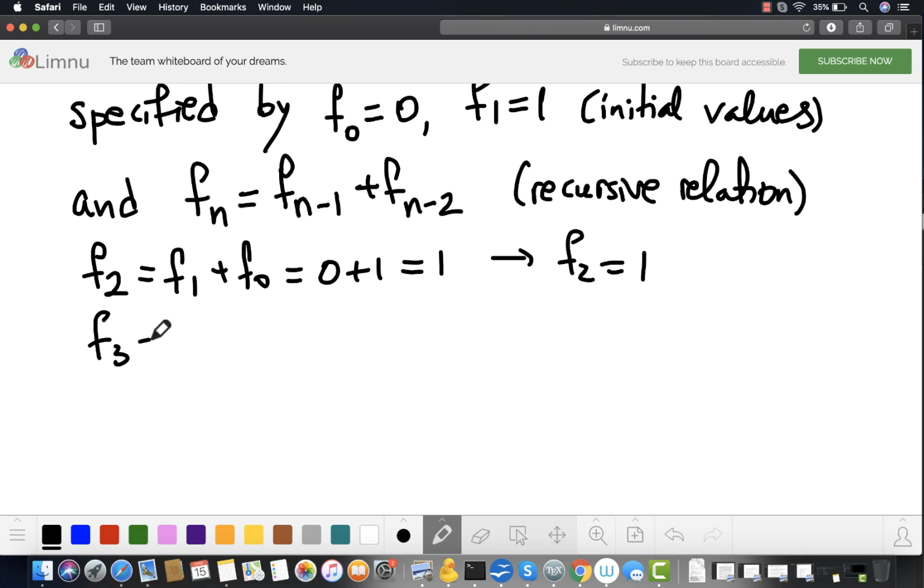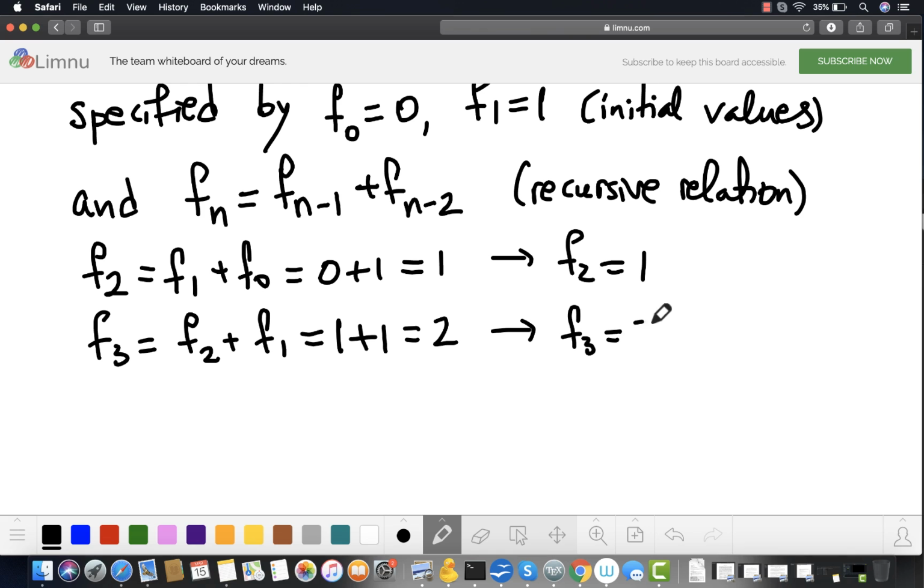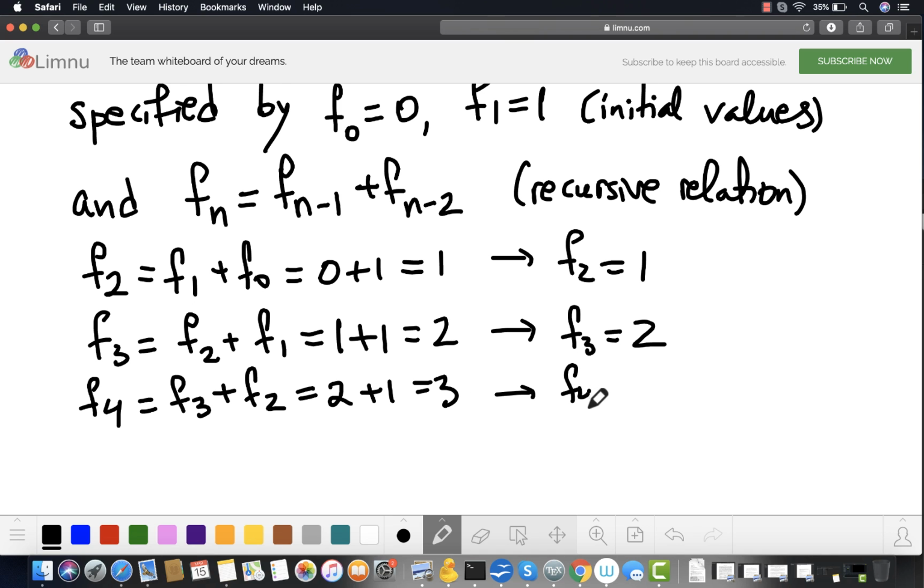If I want to find f sub 3, that's f sub 2 plus f sub 1, because I'm adding the previous two terms. In other words, what I've written here is just applying this formula in the case when n is equal to 3. So I get f of 2 is 1, and f of 1 is 1 also, so I get 2. That means f of 3 is 2. F of 4, on the other hand, is f of 3 plus f of 2, so it's 2 plus 1, which is 3. So f of 4 is 3.